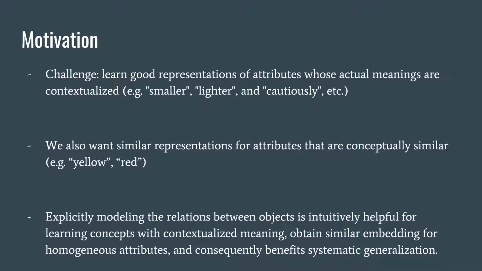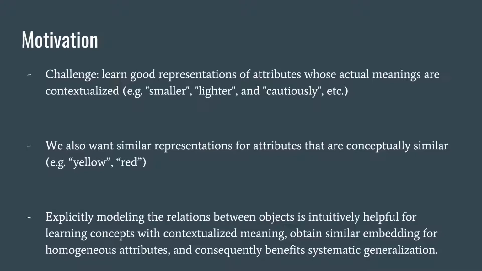We believe that explicitly modeling the relations between objects is intuitively helpful for learning concepts with contextualized meaning, and might also help to obtain similar embeddings for homogeneous attributes. And consequently, this will benefit systematic generalization.